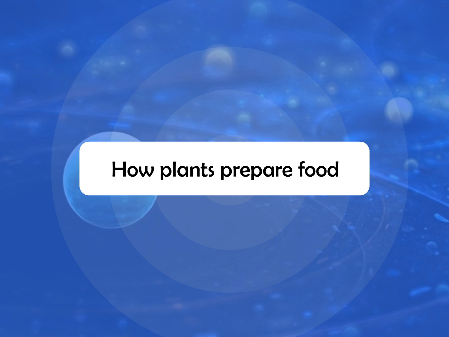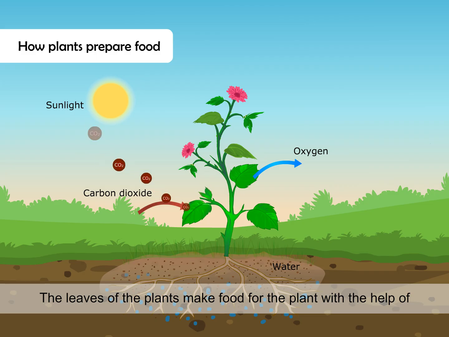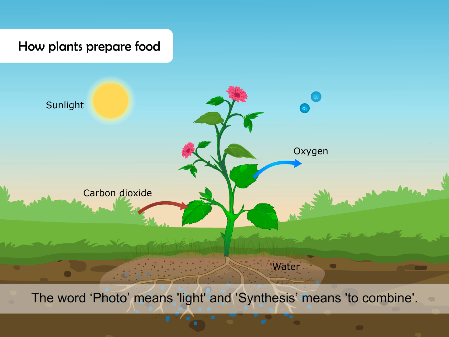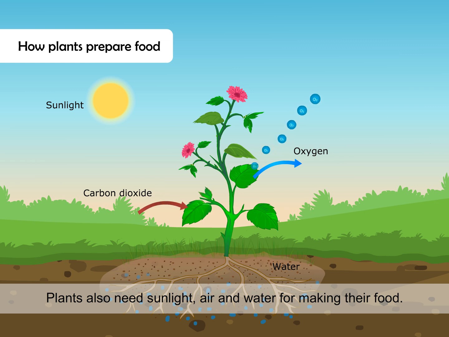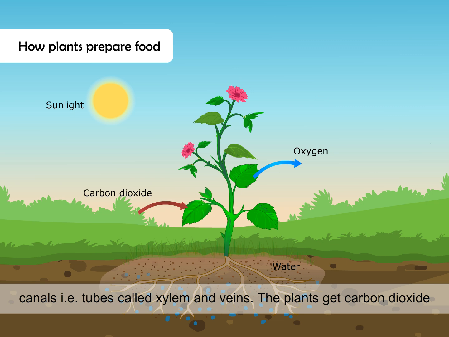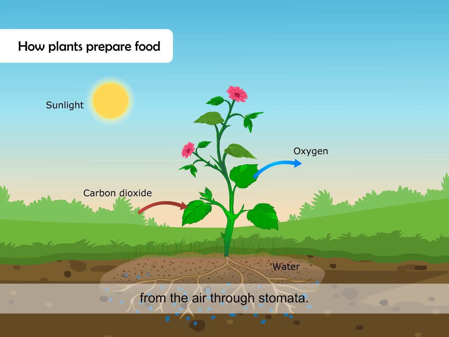How plants prepare food. The leaves of the plants make food for the plant with the help of chlorophyll by a process called photosynthesis. The word photo means light and synthesis means to combine. Plants also need sunlight, air, and water for making their food. The water is absorbed by roots and reaches up to the leaf through the canals, that is tubes called xylem and veins. The plants get carbon dioxide from the air through stomata.